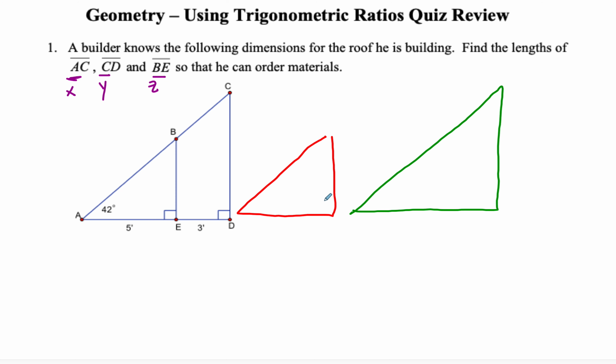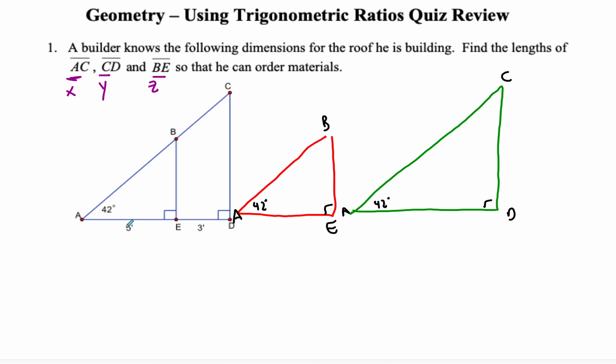Of course, this means that this is a right angle, as is this. This angle down here is 42 degrees, and that is shared by this. We should label the vertices. That's A, B, and E from the smaller triangle, and A, C, and D from the larger. And then we need to label some side lengths.